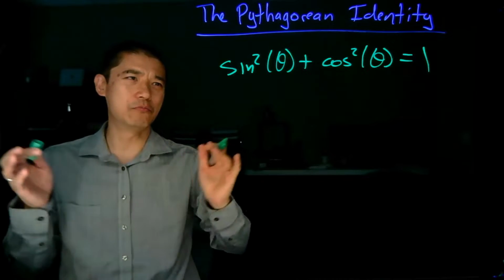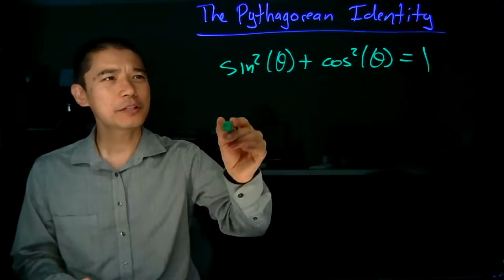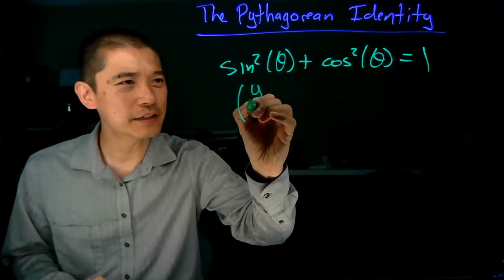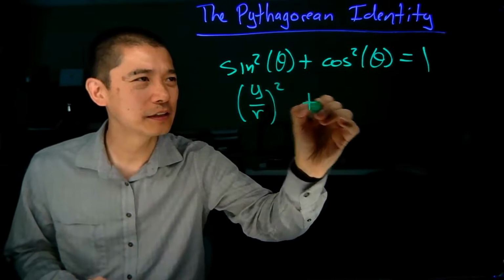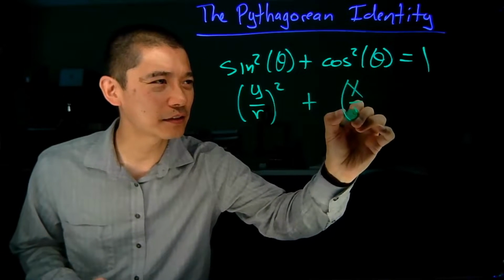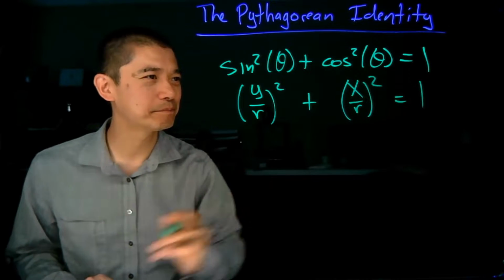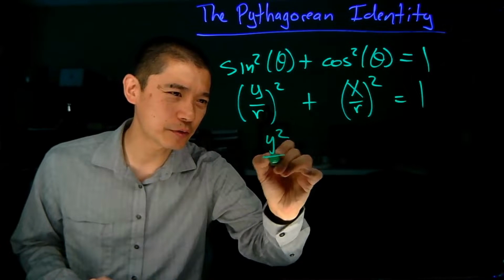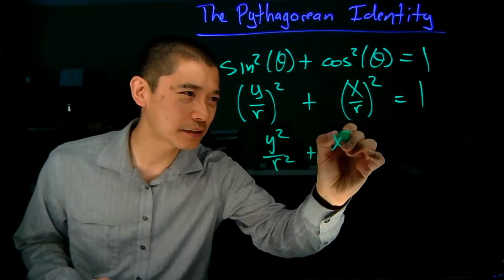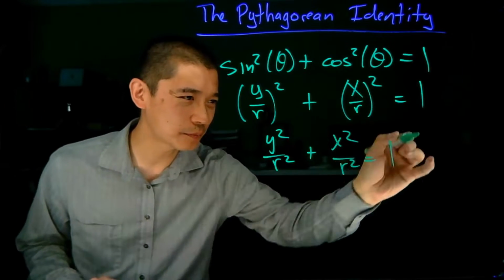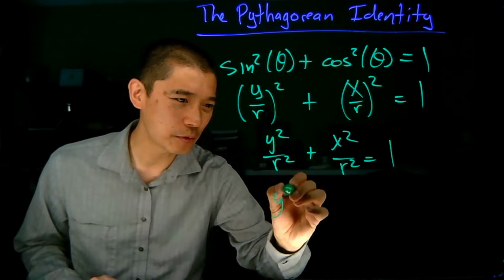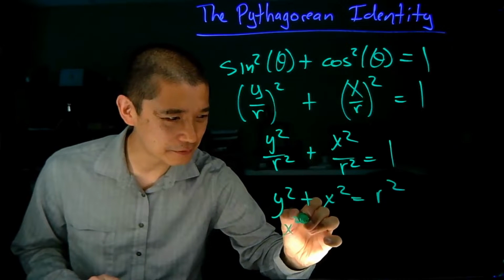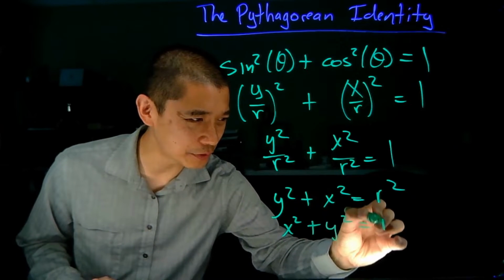The question is, well, what does it say? Where does it come from? Well, let's just make the substitutions and play around with the algebra. So we know that sine of theta is y over r, and cosine theta is x over r. Now if we square the fractions, we get y squared over r squared plus x squared over r squared is equal to 1. Clear the denominator, we get y squared plus x squared is equal to r squared. But more typically, we write the x first, so x squared plus y squared is equal to r squared.